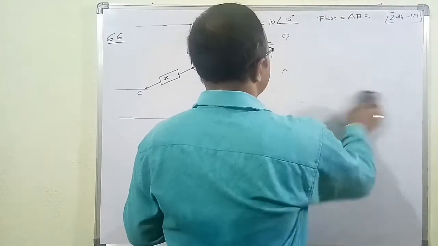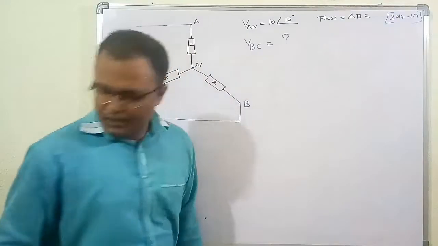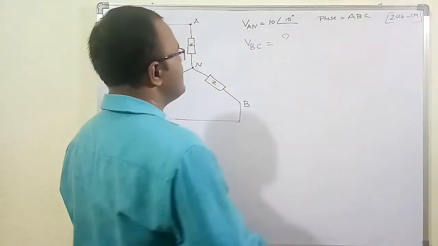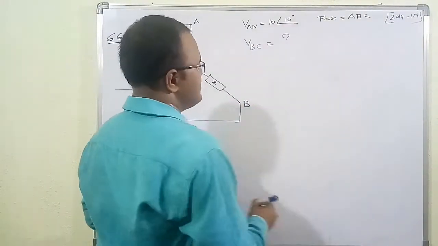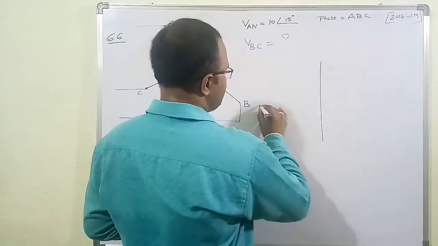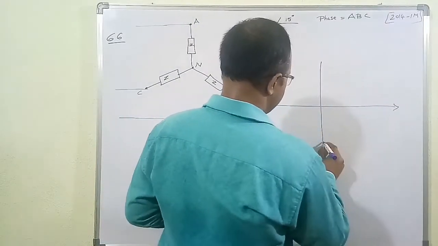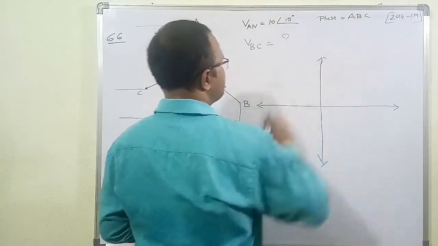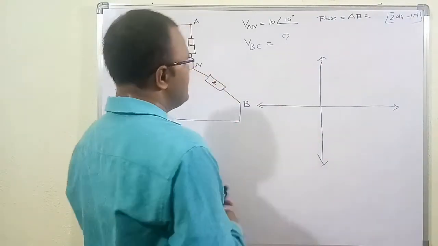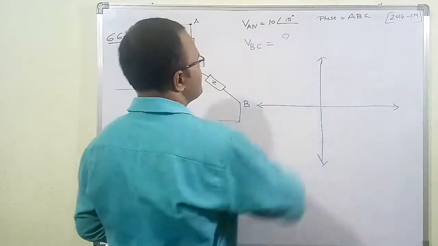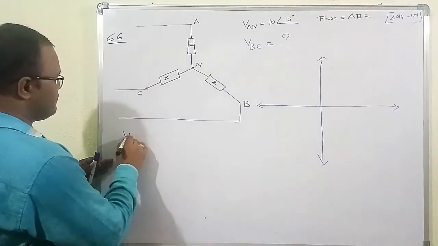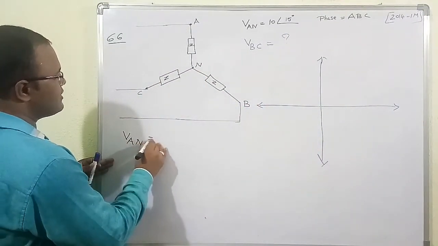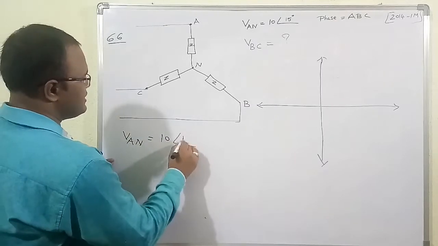If you see carefully, they have given VAN. VAN is equal to 10 angle 15. So I am drawing it here in the representation. Listen carefully, it will be very easy. If you draw this diagram, then the remaining part is very simple. See, VAN is already given, which is 10 angle 15 degrees.